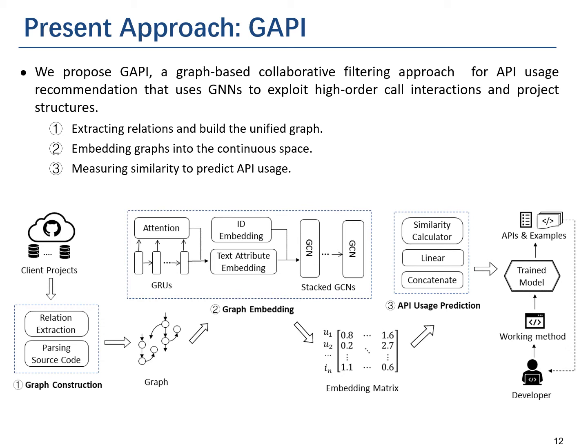In this paper, we propose GAPI, a graph-based collaborative filtering approach for API usage recommendation. Here is the overall pipeline. It mainly consists of 3 parts. First, extracting relations from client source code and building a unified graph. Second, embedding the graph into the continuous space using neural networks. Third, measuring similarities by the node embeddings to predict API usage. Finally, we can use the trained model for online serving.